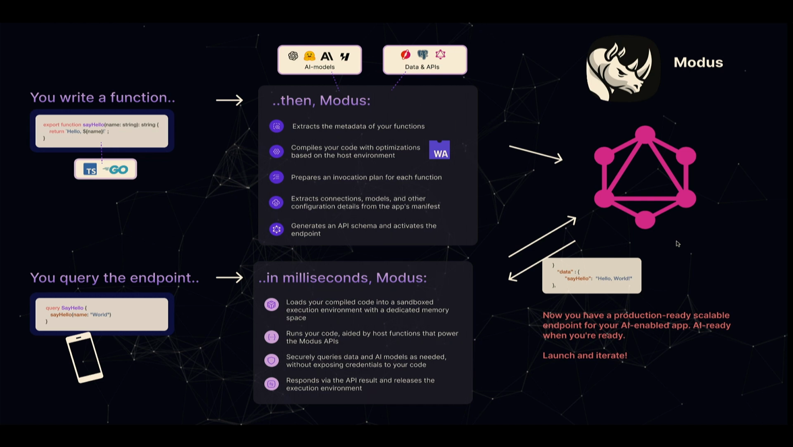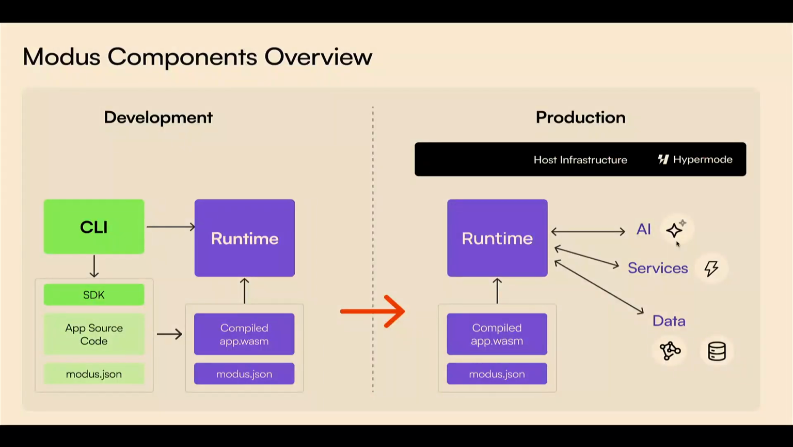So you write your function, and in the Modus SDK you have connections to data and APIs, abstractions for working with models. Your function is compiled to WebAssembly. We inspect the types that you've defined and the signature of your functions to generate a GraphQL API. And then when you query that endpoint from the client, Modus, because we're using WebAssembly, using this execution plan that maps resolvers to functions that we've defined, has this sandboxed invocation specific to that invocation of your function. So WebAssembly gives us secure sandboxed memory space for each invocation, which is quite interesting.